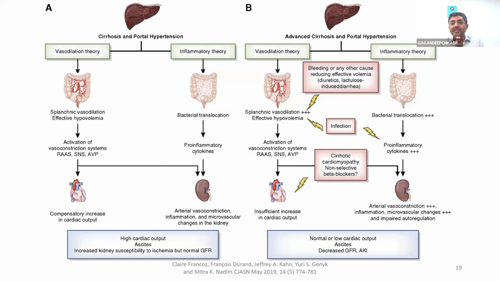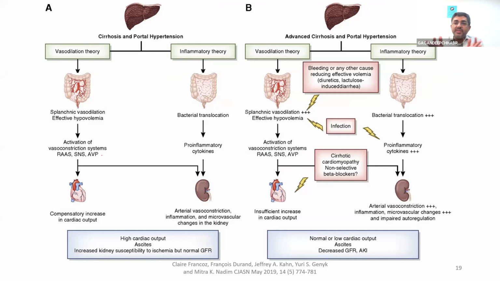This excellent figure also shows the same thing. This is cirrhosis with portal hypertension with the vasodilatation theory, which I have explained. Then there's the inflammatory theory, which goes simultaneously, and this is somehow compensated. This leads to a high cardiac output, some ascites, increased kidney susceptibility to ischemia, but a normal GFR.